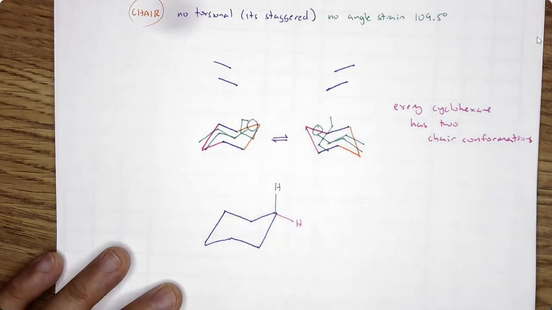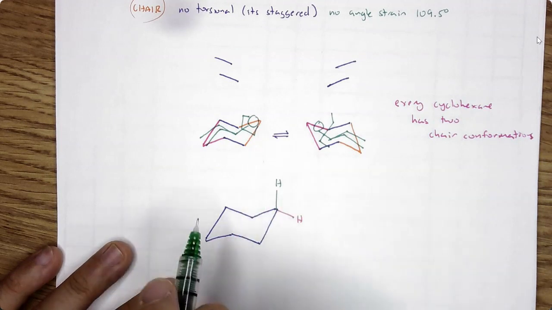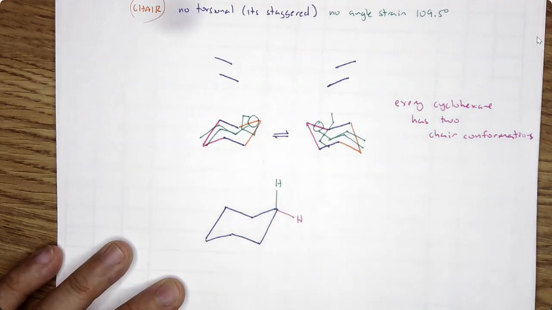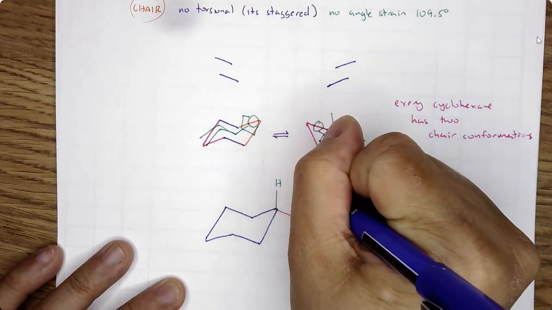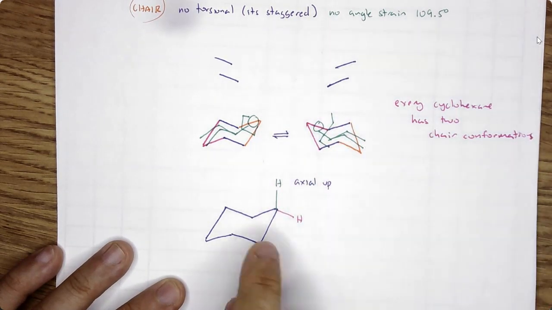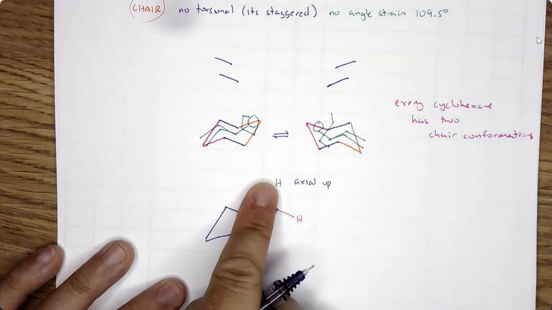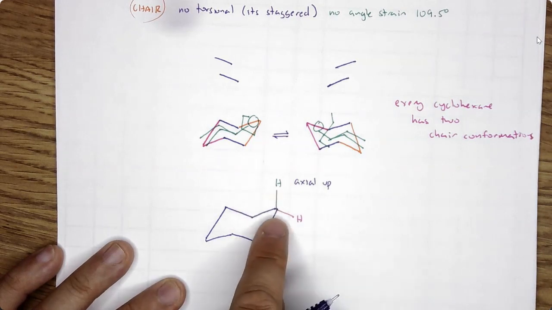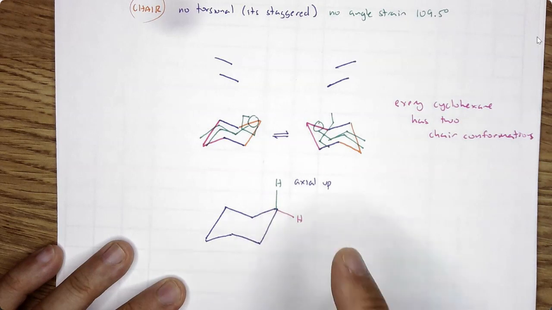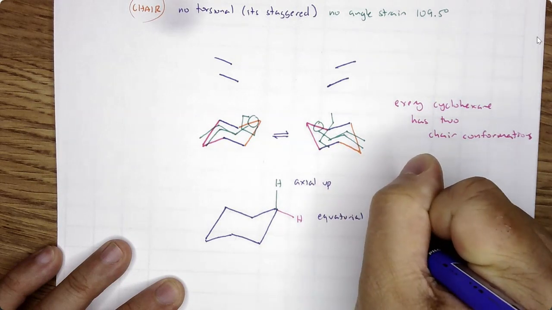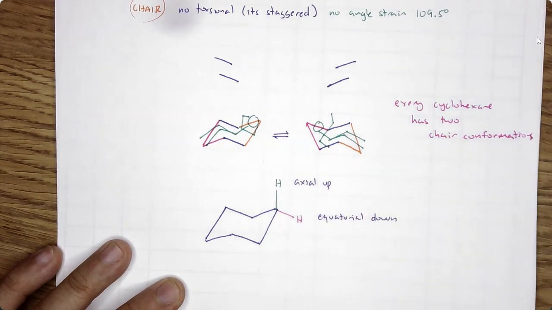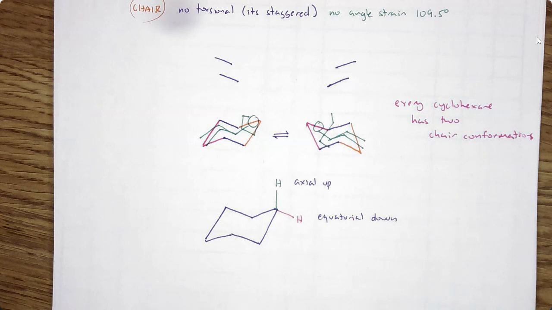There are two descriptors per hydrogen or group on a chair. The two descriptors are up and down, and equatorial and axial. So I call this axial up. Axial means straight up or down, okay? Going to the side, that's called equatorial. So this is equatorial, down. You got it? Now here's a trick.